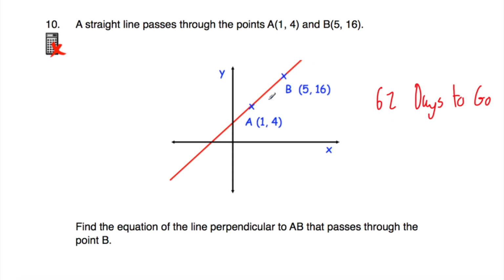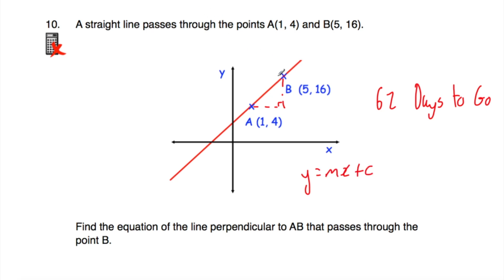In terms of this question, if you need a bit of help, what I'd do is work out the gradient of the line passing through AB. And remember your little right angle triangles. Consider your rise and your run, and work out the gradient by doing rise divided by run to get the gradient of the line AB. Then remember, if the line's perpendicular, its gradient will be the negative reciprocal of that. So find the gradient of AB, and then find the negative reciprocal of that, and that'll be the gradient of the line perpendicular to this line.